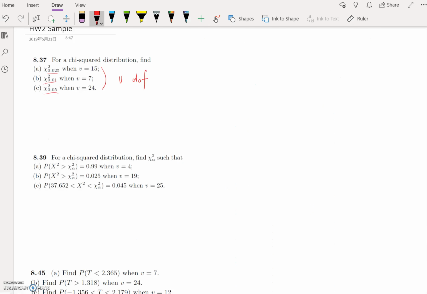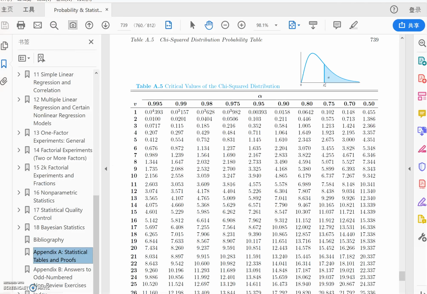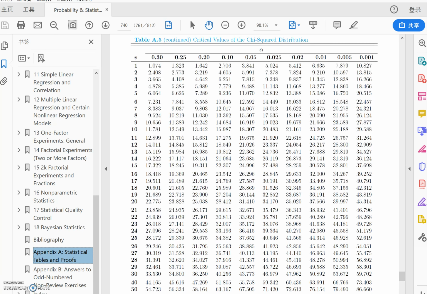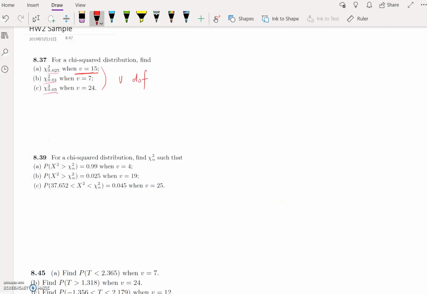So when V equals 15, we want to find the value for alpha 0.025. Here we can find alpha equals 0.025 and V equals 15. So the value here is 27.488. So for problem A, the value is 27.488.